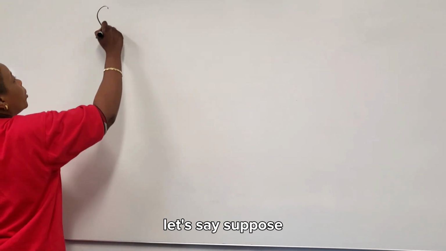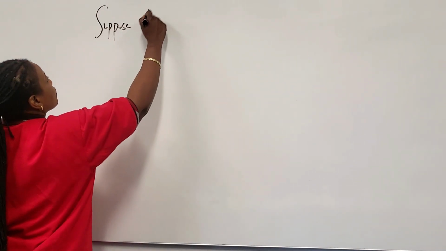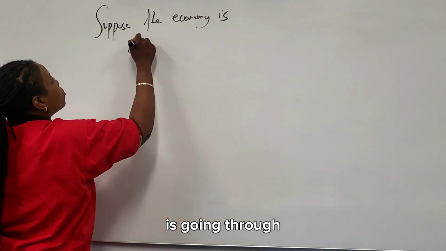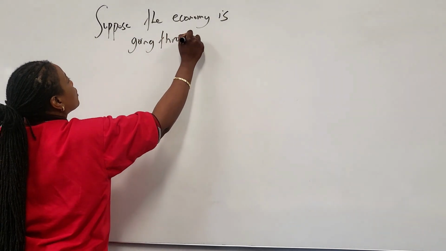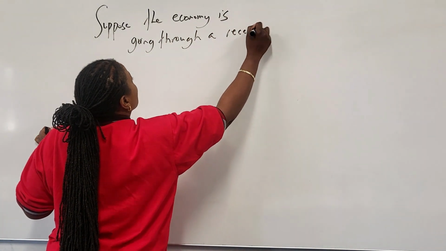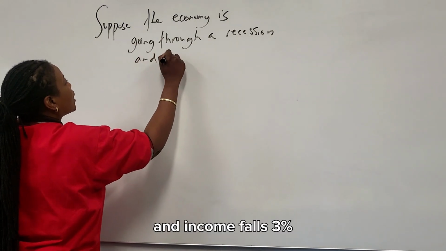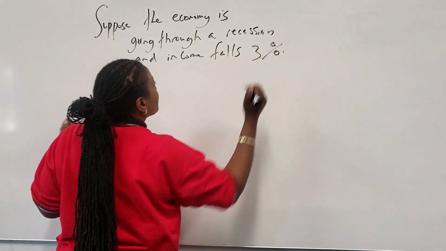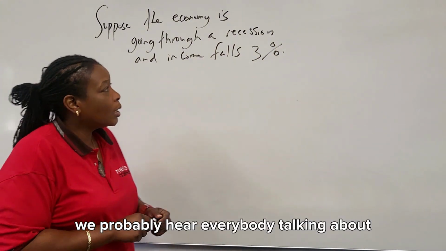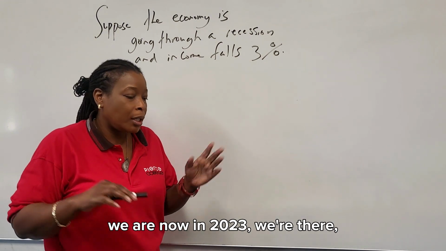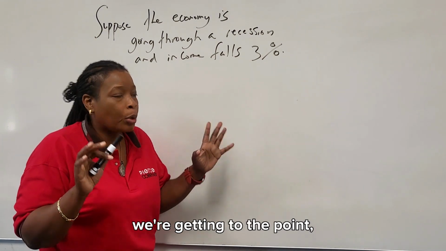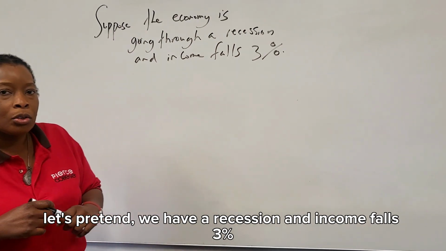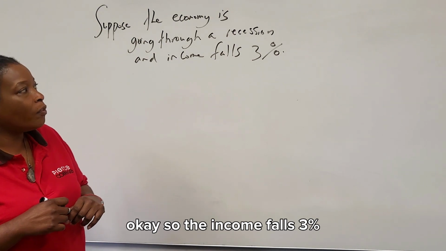Let's say, suppose the economy is going through a recession and income falls 3%. You probably hear everybody talking about how we're now in 2023 and we might have a recession. Let's pretend we have a recession and income falls 3%. So the income falls 3%.